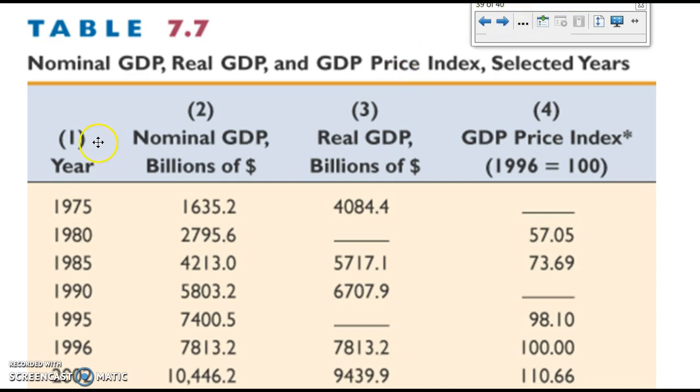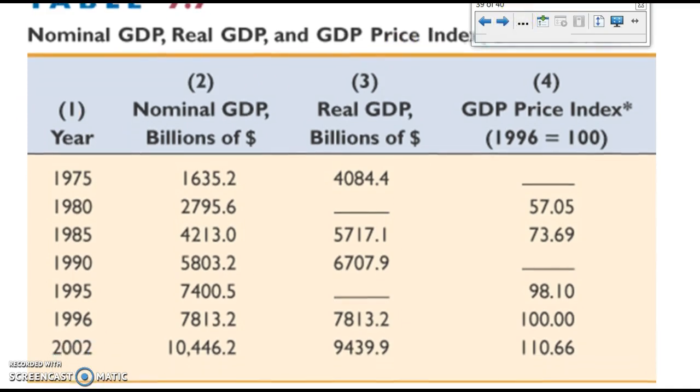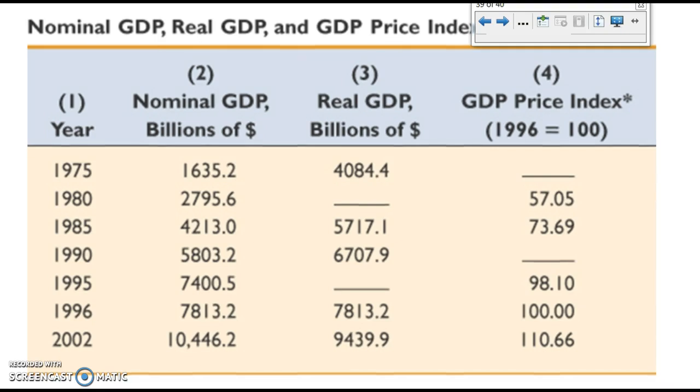So you're going to complete this table as well as one of your assignments. And it's pretty simple, right? Nominal divided by real gives you the price index. Nominal divided by the price index gives you real. There's only 4 spaces that you need to fill in on that particular page.